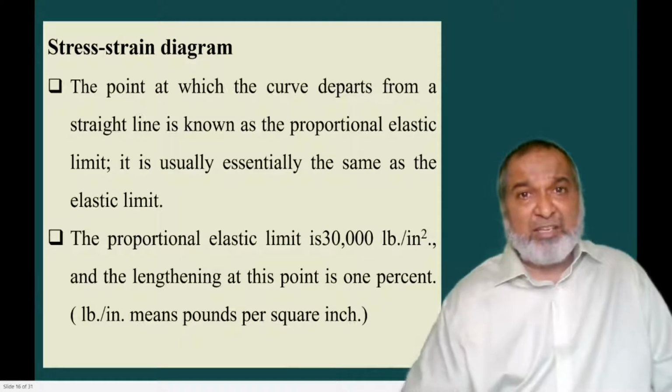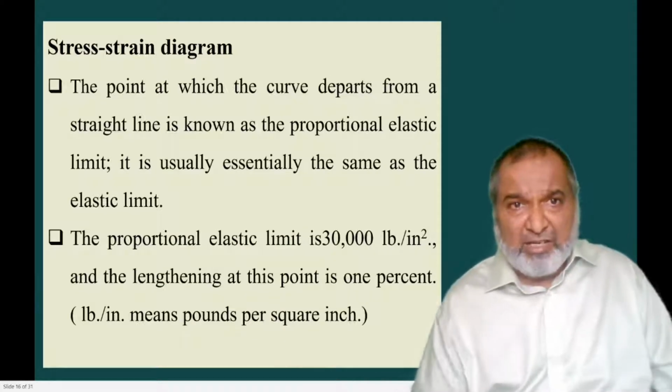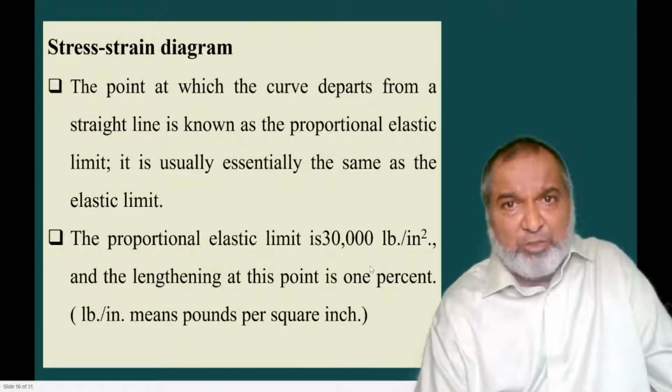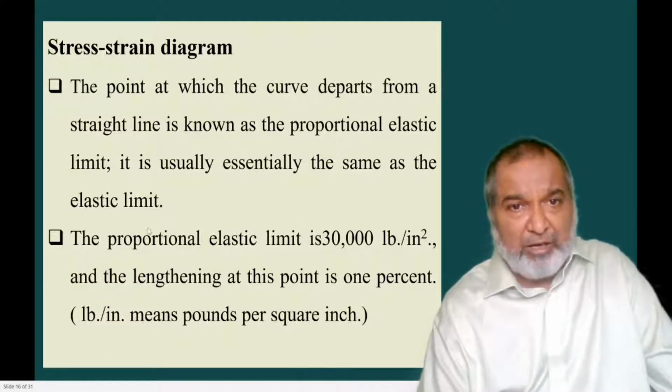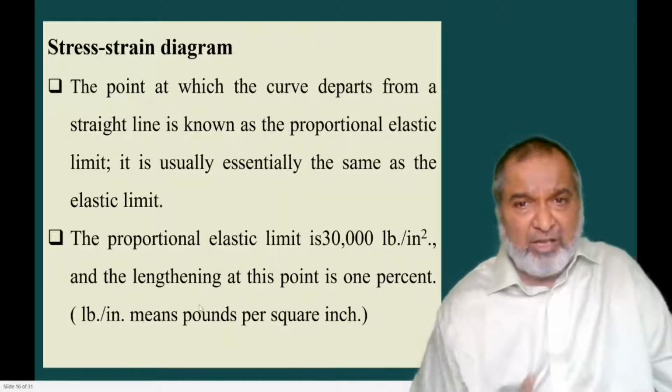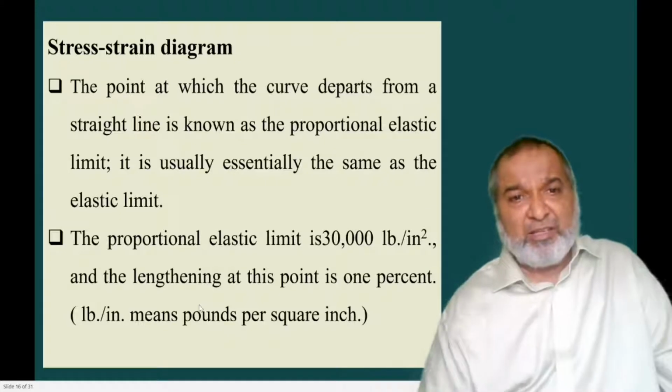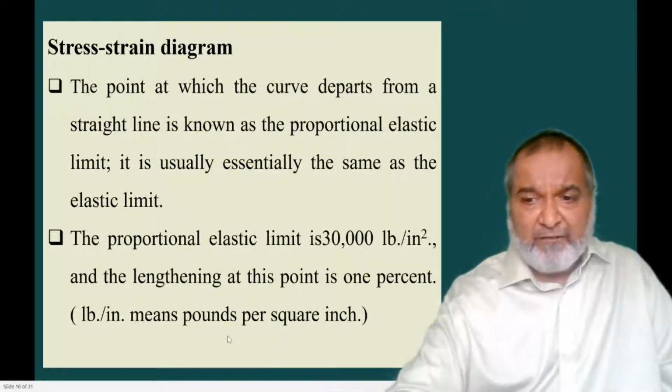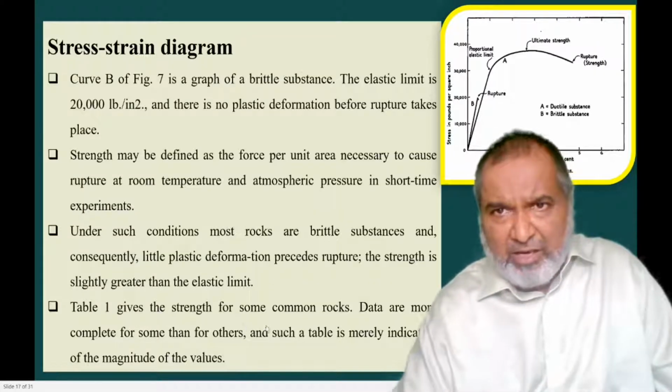The point at which the curve departs from a straight line is known as the proportional elastic limit. It is usually essentially the same as the elastic limit. The proportional elastic limit is 30,000 pounds, up to where the curve is a straight line, and from there the divergence takes place. We'll see this in this diagram, up to 30,000.